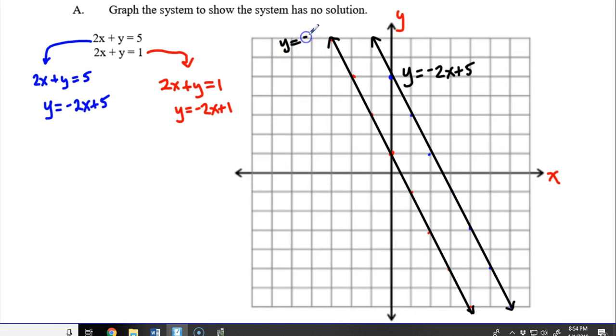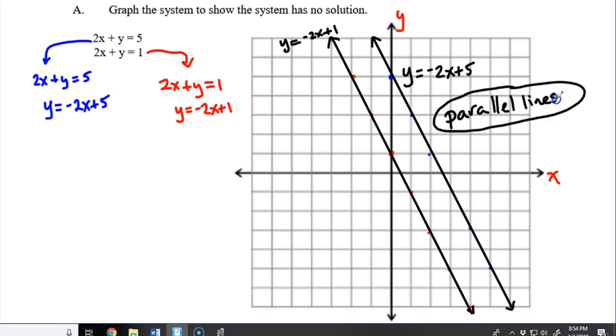Hopefully you thought of a special mathy word for lines that have the same slope, but different y-intercepts. I'll give you 5 seconds to think about it. Okay, if you haven't thought of it, you've got to pause. You've got to rack your brain. You've got to Google. You've got to do something. All right, and the word is parallel.